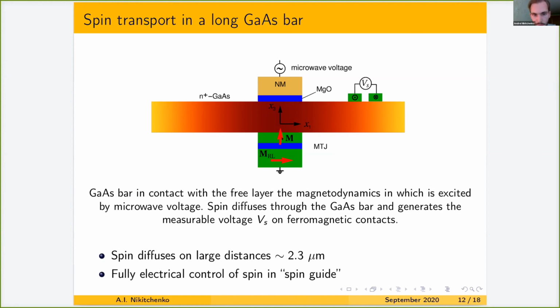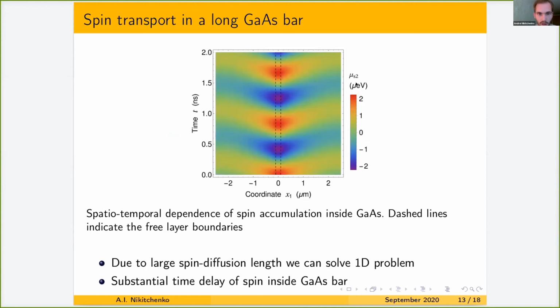The spin is pumped from the free layer into the semiconductor and diffuses to the left and right edges far from the free layer. And at any coordinate, it can be measured experimentally by a well-known non-local spin detection scheme, where the spin signal voltage is directly proportional to the spin density. First, we solved the one-dimensional diffusion equation analytically with the piecewise boundary conditions. And that allows us to plot the spatial-temporal distribution of spin accumulation in a long semiconductor bar.